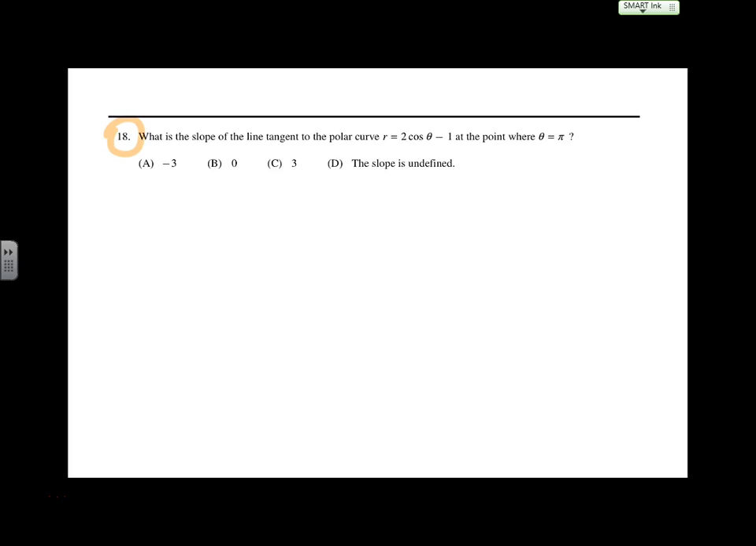Joyce and George, number 18, slope of the line tangent. Slope is just dy/dx. And so for dy/dx of a polar curve, Amanda went ahead up on the board and found x is r cosine theta, plugged into the derivative at pi. And then y equals r sine theta, found the derivative at pi. Plugged in both, it ended up being 3/0, which is undefined. Good.